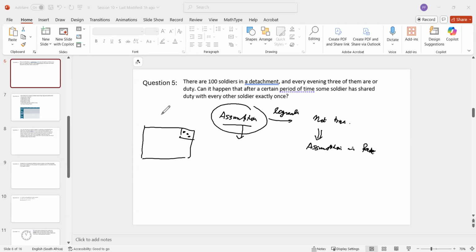So now this is a good example where you can apply this logic, because it says, can it happen that some soldier shares duty with every other soldier exactly once? So you say, suppose such a soldier exists.